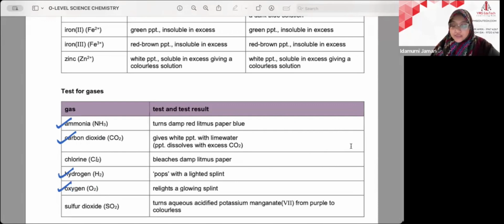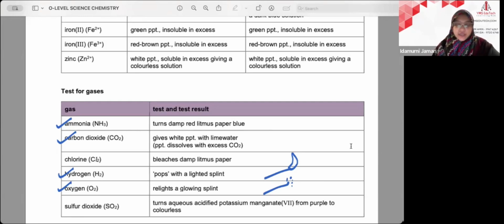Please take note of the difference between a lighted splint as well as a glowing splint. A lighted splint is the one with the flame. A glowing splint is when, after you have formed the lighted splint, you give it a gentle blow to form the glowing splint. So these are the 4 gases that you may be tested on tomorrow.